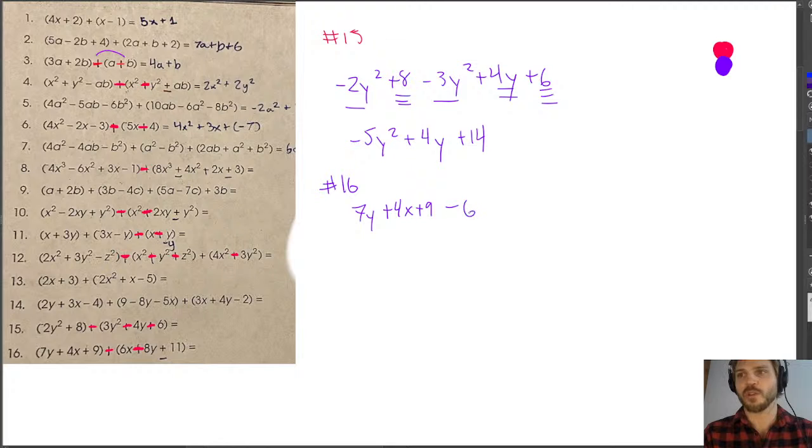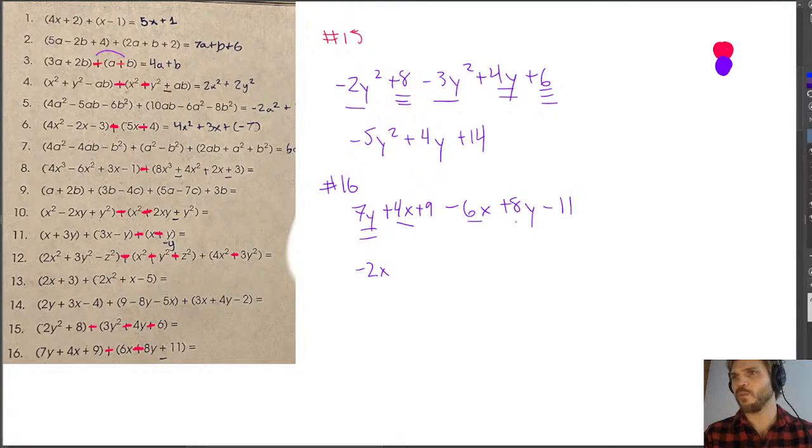So I'm going to go negative 6x. Negative negative 8y is positive 8y. Negative 11 becomes negative 11. All right. Then we've got 7y plus 8y. Well, actually, let's do the x's first. Let's go alphabetical. Alphabetical is nice. We've got 4x and negative 6. So 4 minus 6 is negative 2x.